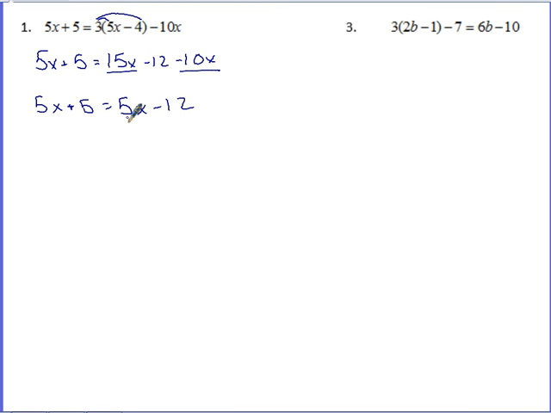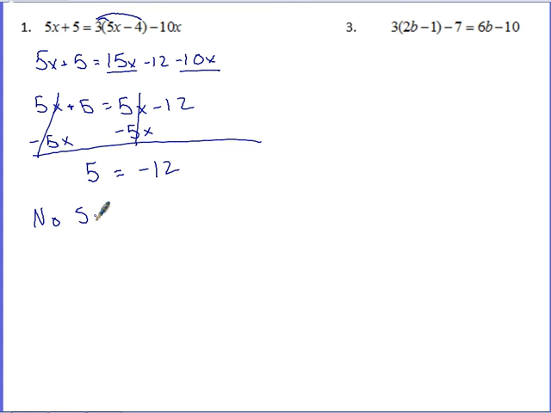Now I have variables on both sides, so I'm going to move one of them over, okay? And when I do that, on this side, 5x minus 5x is 0x, so there's no more x's left. I just have 5. On this side, 5x minus 5x is 0x, and all I'm left with is negative 12. Now, 5 does not equal negative 12. That's not true, so there is no solution.